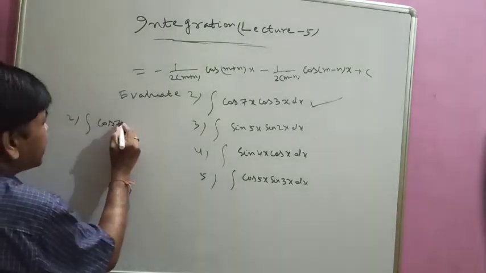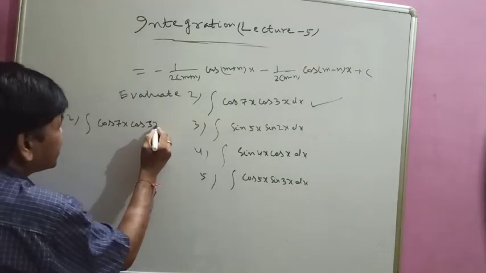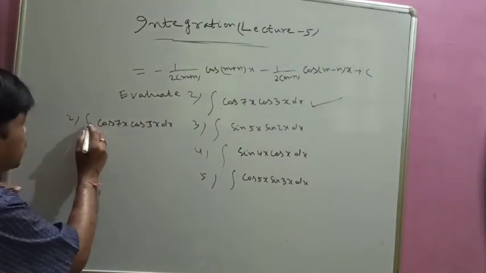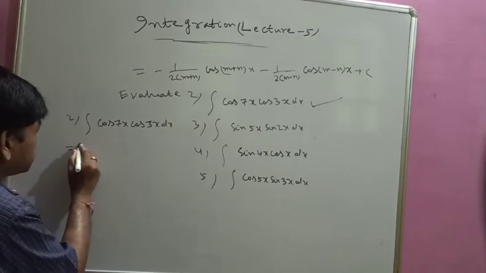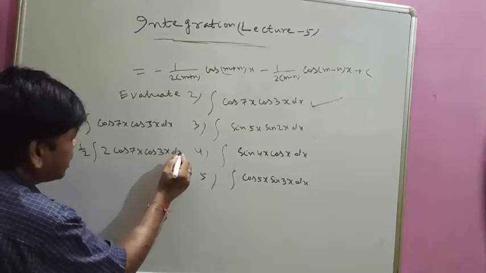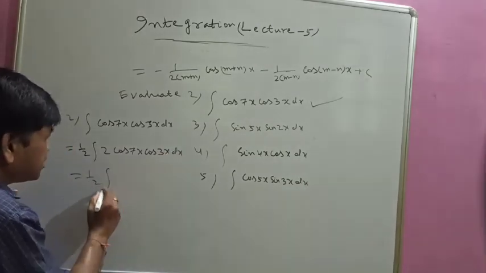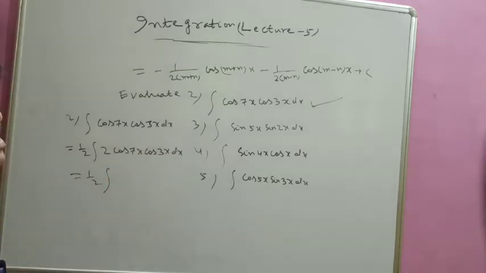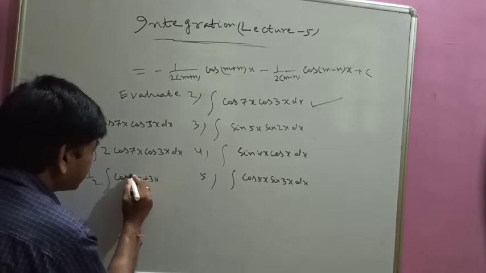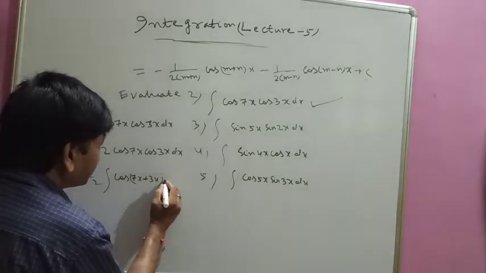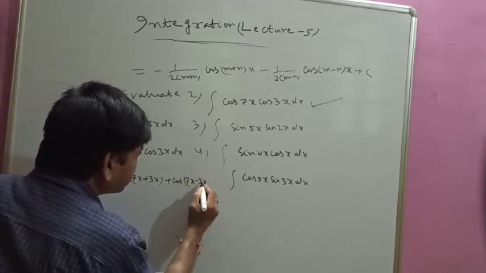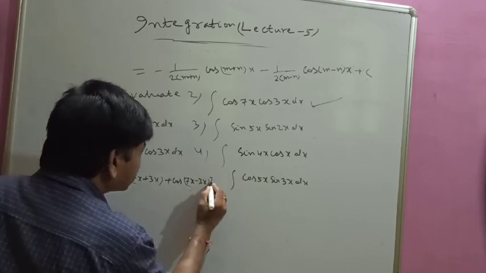So this is cos 7x into cos 3x. Here we have to use the formula 2 cos A cos B, but there is no 2 here. Let's multiply by 2 and outside multiply by 1 by 2. So we can write 1 by 2 into 2 cos 7x cos 3x. Now 2 cos A cos B is cos(A plus B) plus cos(A minus B). So this becomes cos(7x plus 3x) plus cos(7x minus 3x).